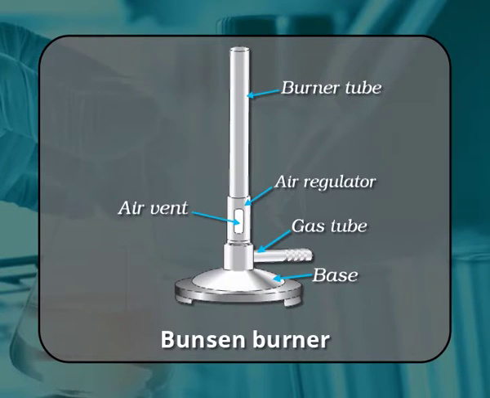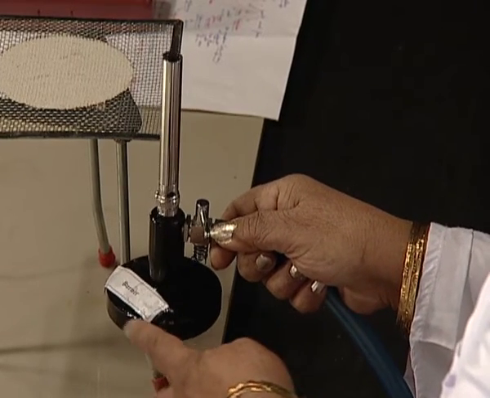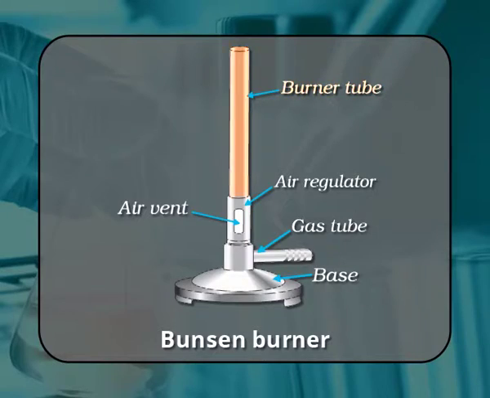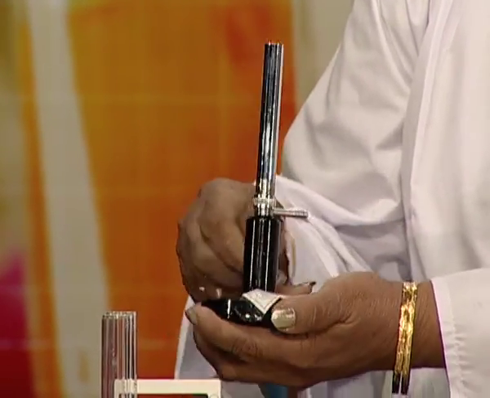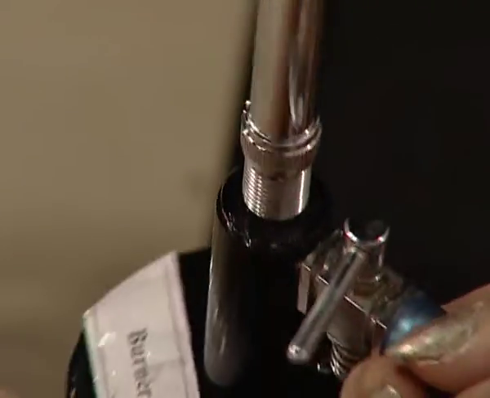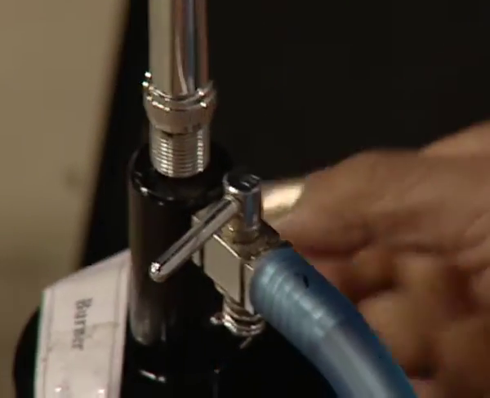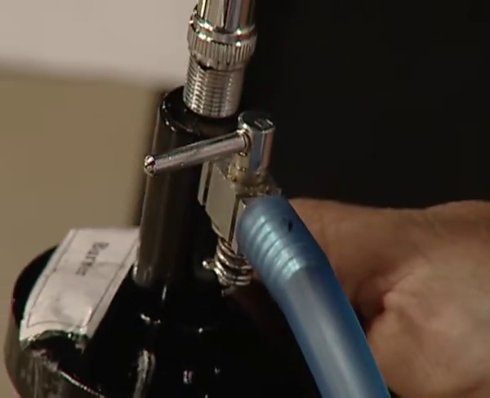Various parts of this burner: a very solid base, you can see, and here is a metallic tube, and here we have a collar, like this, and there is an air hole. You can see there are air holes, and here you can see a regulator, and through this the burner is connected to the source of gas, a gas cylinder.